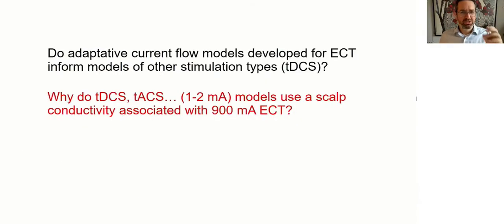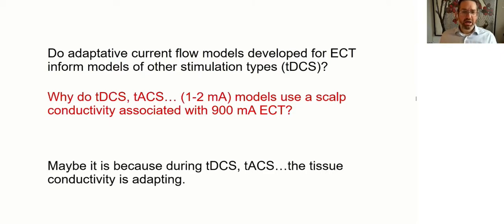So during tDCS and tACS, the way we've been modeling it for over a decade is we're modeling the skin with a fixed conductivity, but as if it's getting ECT with a much higher conductivity than skin should have. So that's the question. Why, when we model tDCS, are we applying a scalp conductivity that should be reserved for high intensity ECT? And the answer, I think, is because maybe during tDCS and tACS, the skin actually is already adapting, just like it is in ECT. Now, why is that if it's such low current?